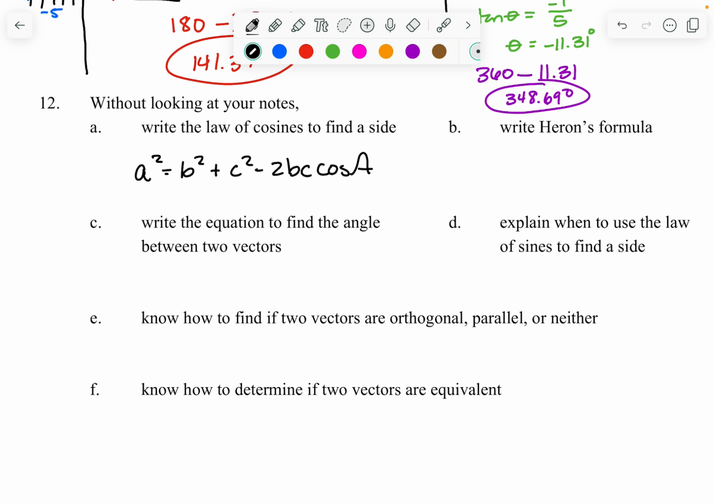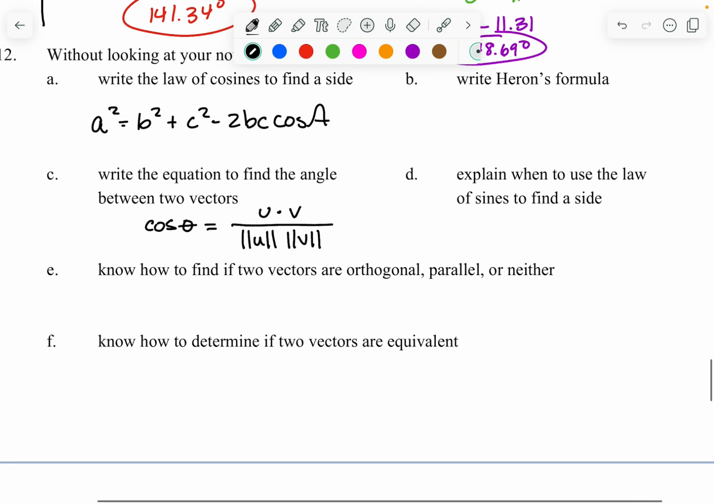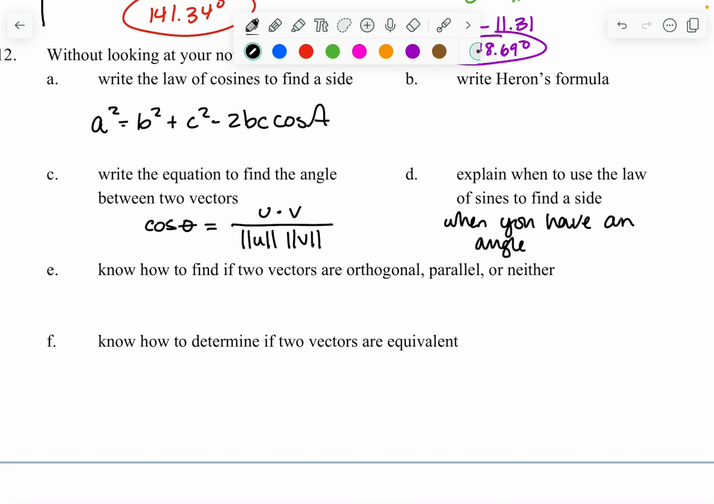The equation to find the angle between 2 vectors is you dot product the vectors and then divide by the product of their magnitudes and then inverse cosine them. When do you use law of sines? When you have an angle-side pair. So you have your A's or your B's or your C's.